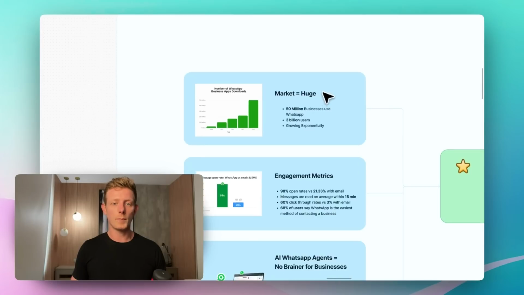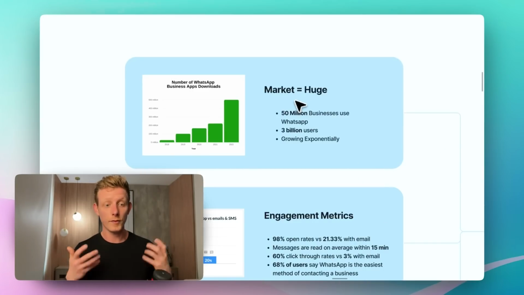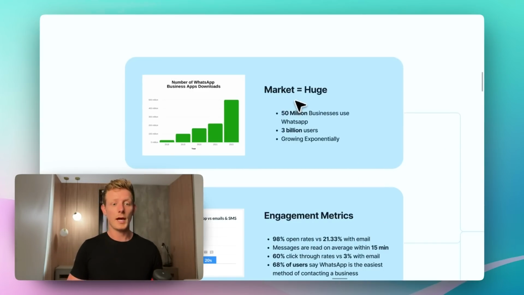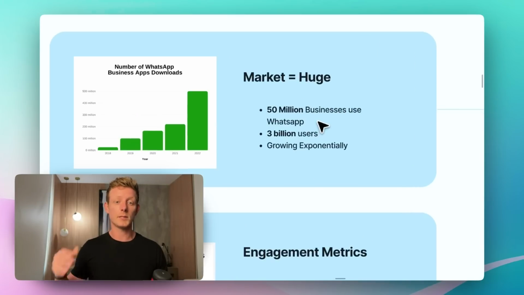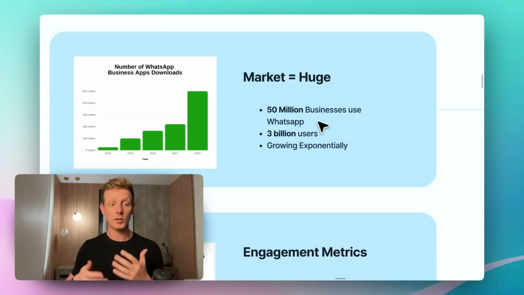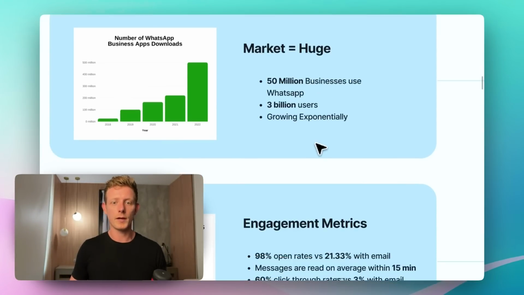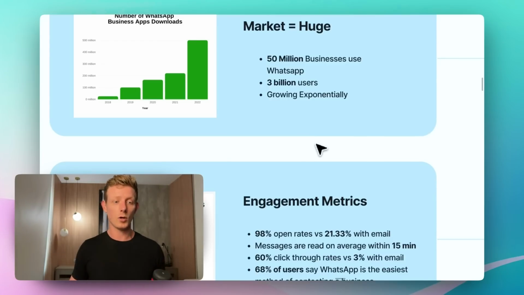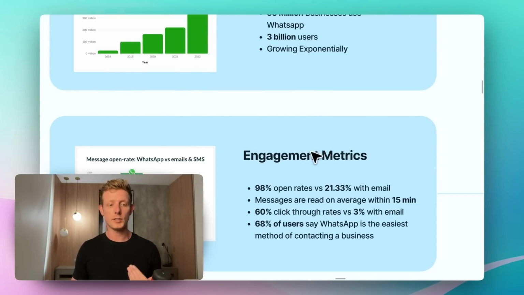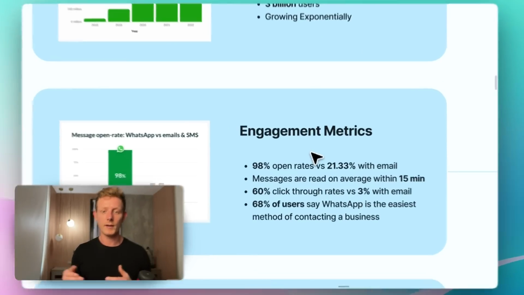So of course, the WhatsApp market is huge. As I said, 50 million businesses now use WhatsApp, and of course, there are 3 billion users. And it's still growing exponentially, especially in the WhatsApp business part. More and more businesses are adopting WhatsApp to interact with their customers. And honestly, it's no surprise because the engagement metrics on WhatsApp versus traditional communication channels are just ridiculously better.